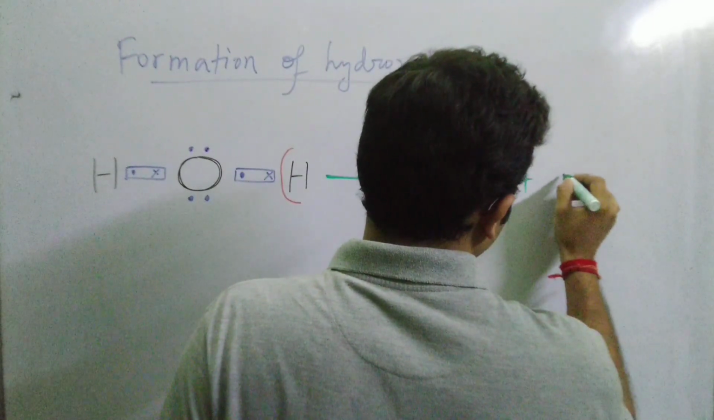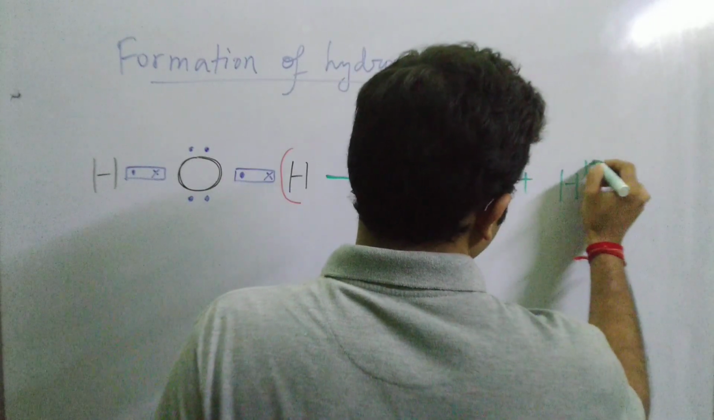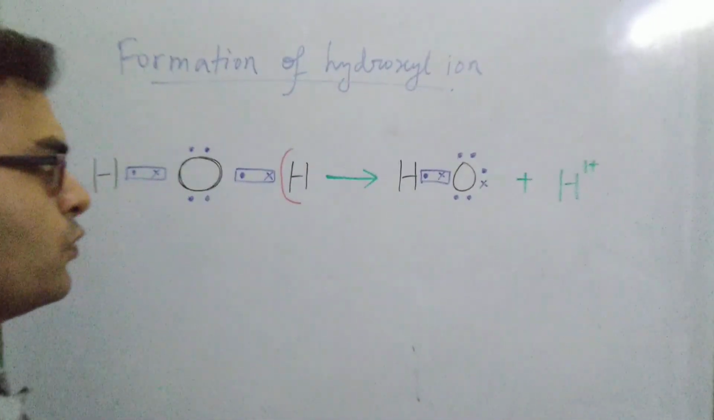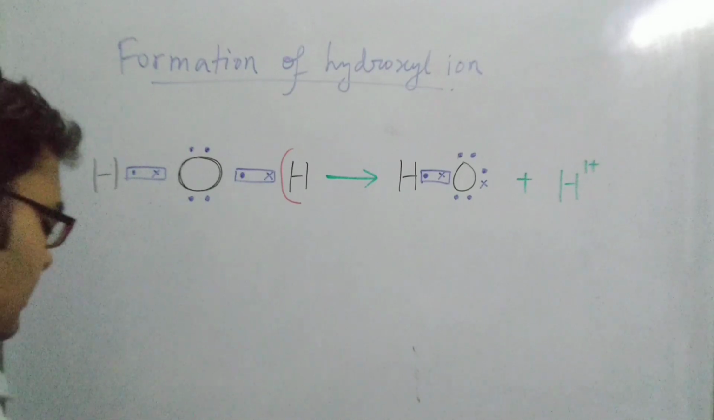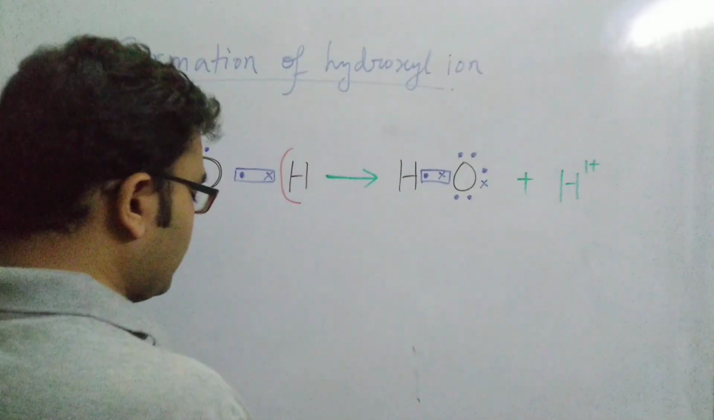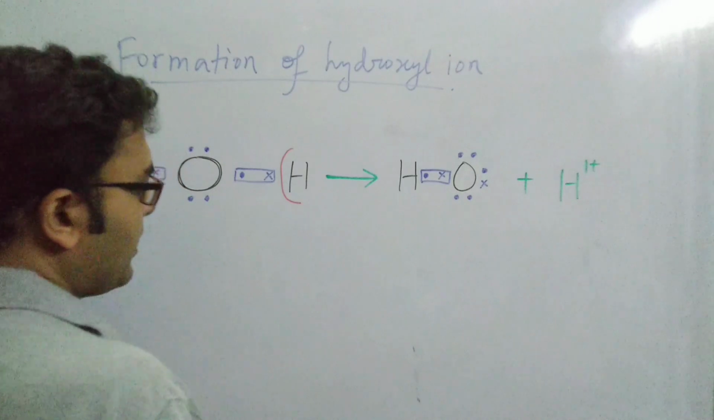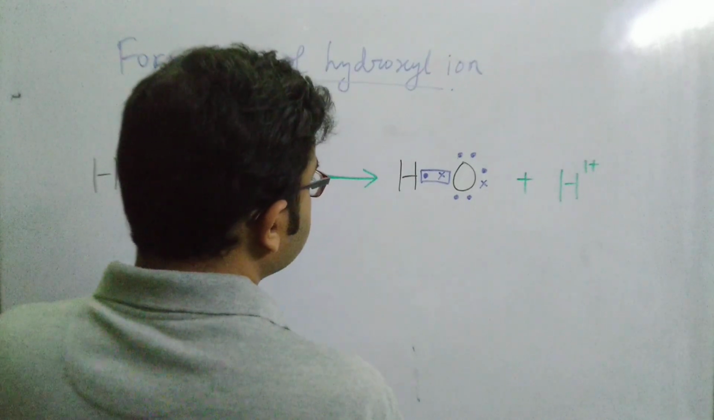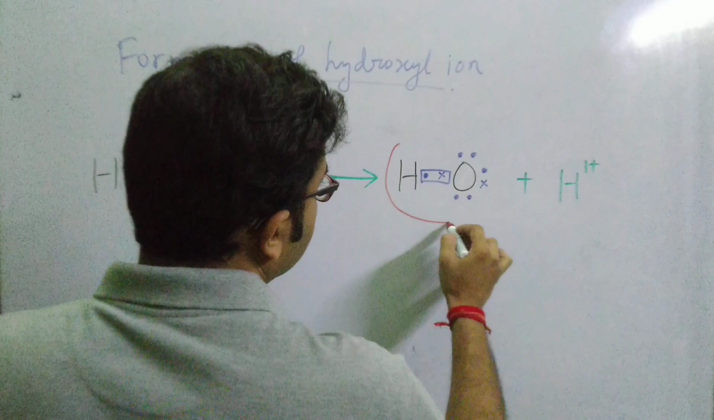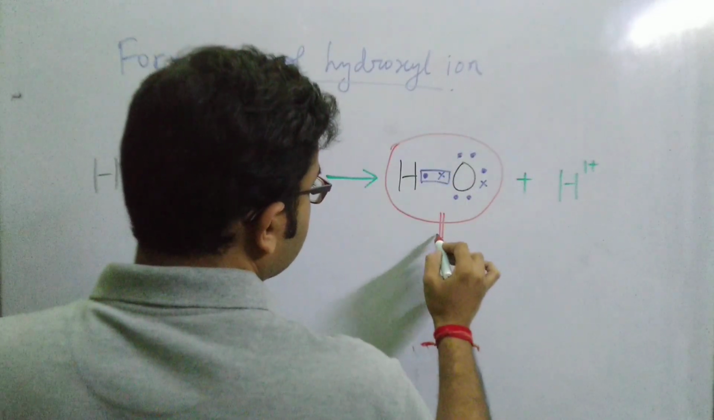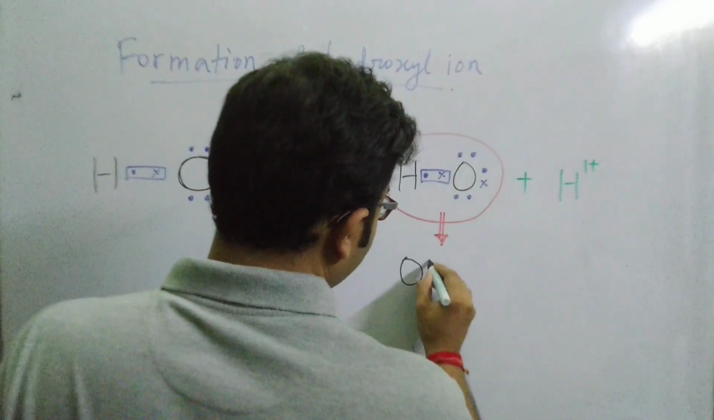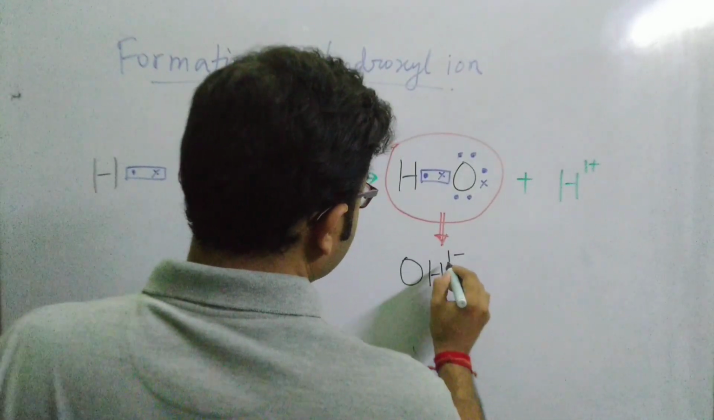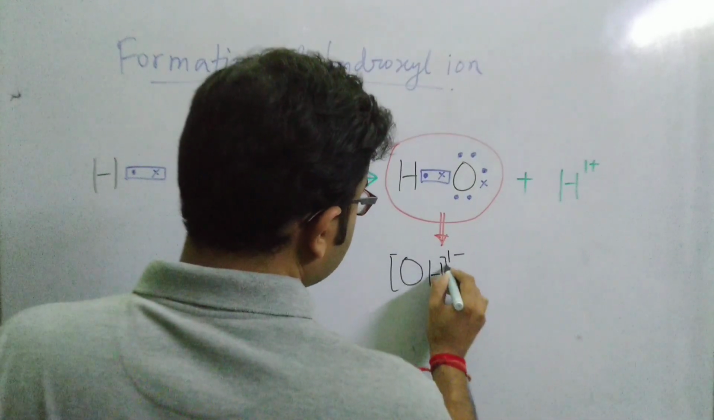So with this, the hydroxyl ion forms. This H plus ion gets separated. Why H plus? Because it has taken no electron with itself. So this structure has a negative charge on itself, and this negatively charged structure is regarded as the hydroxyl ion. This entire structure will be written as OH minus. So this is the hydroxyl ion that you have come to know.